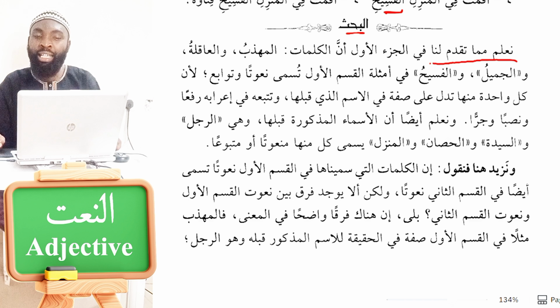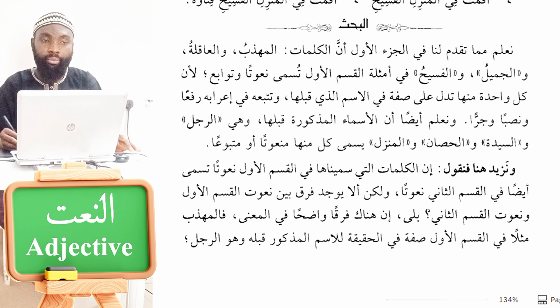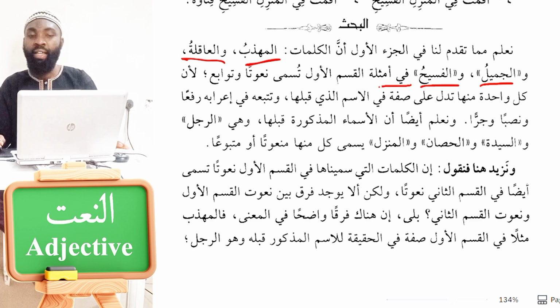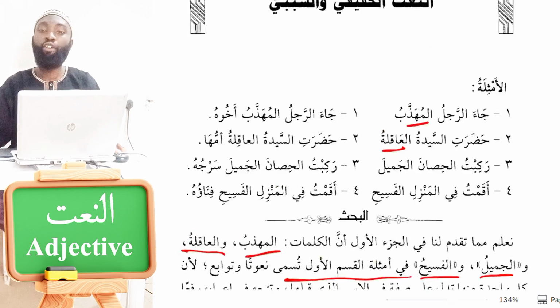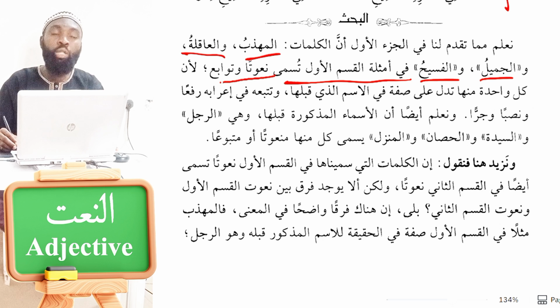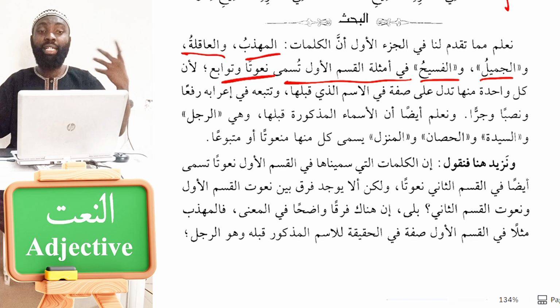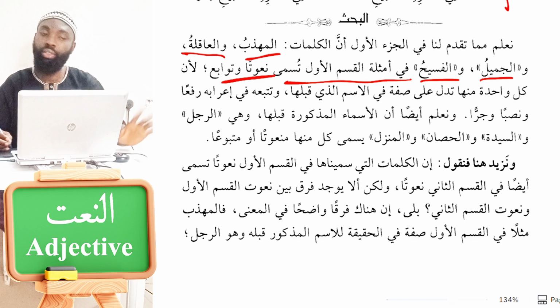Moving on to al-bahthu, research and deep explanation of this topic, let's see what the shuyukh will explain to us. نعلم مما تقدم لنا في الجزء الأول. We know from what we have seen previously in the first volume of this book that the words al-muhadhabu, wal-aqilatu, wal-jamilu, wal-fasihu, all of these four words in the examples of the first section, are all adjectives which follow the nouns in the four cases which were mentioned.